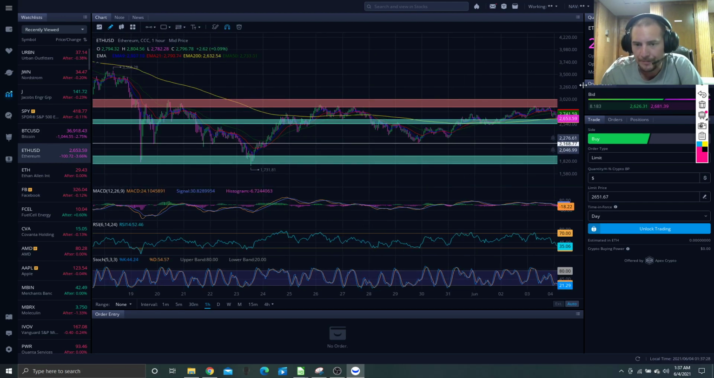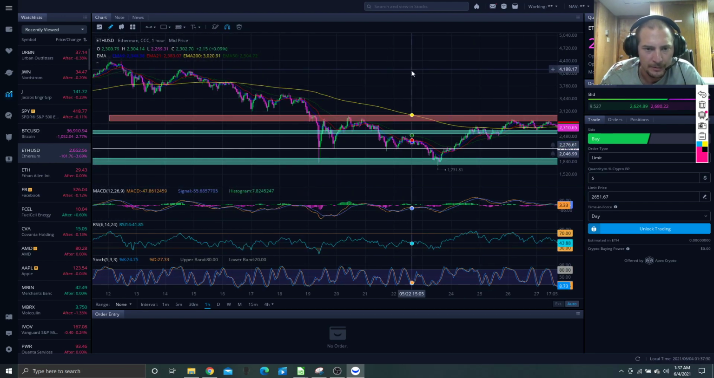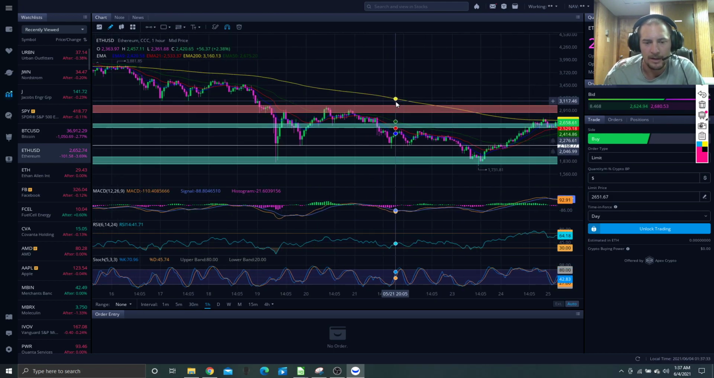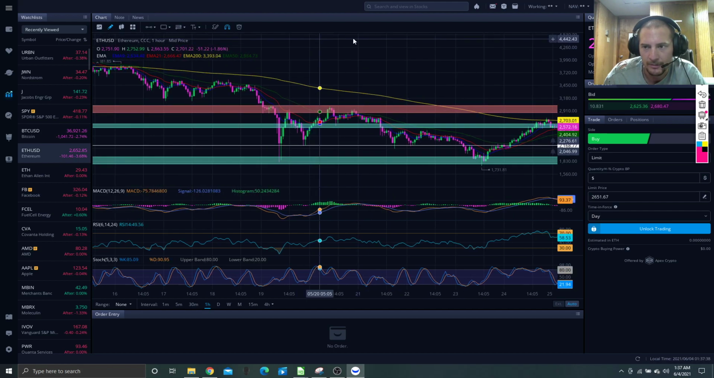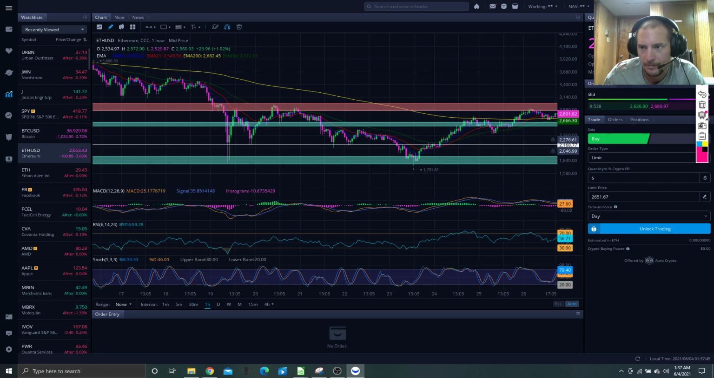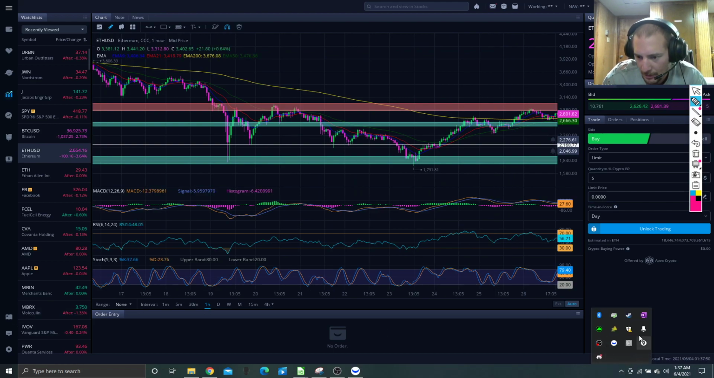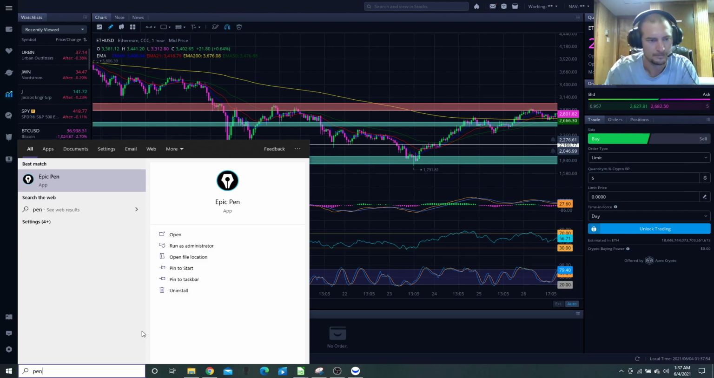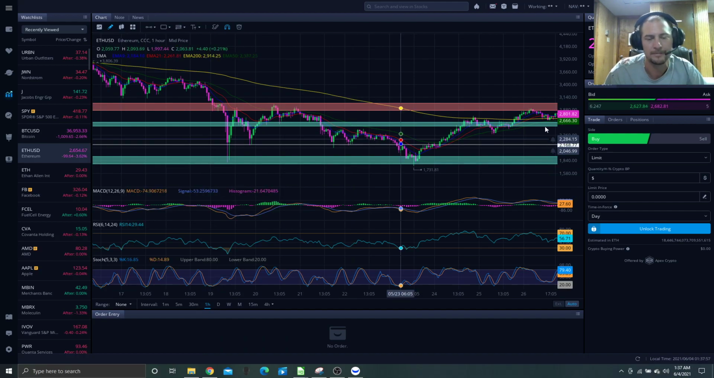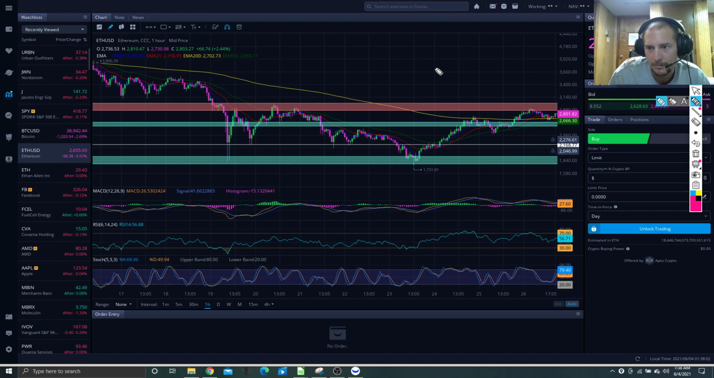Okay, so now what we are looking for in this specific strategy is rejections from support and resistance levels. Right? Why is my pen not working? Let me reload this real quick so that I can actually draw on this chart. For some reason it's not working. So there we go, now it's drawing.